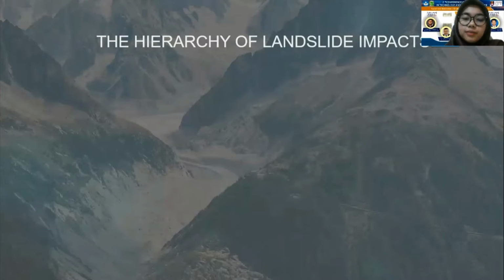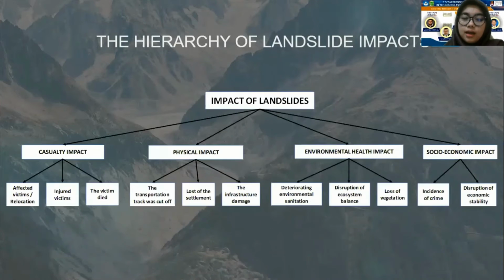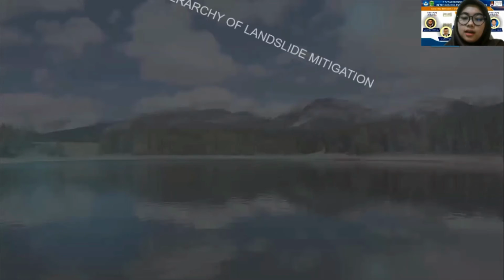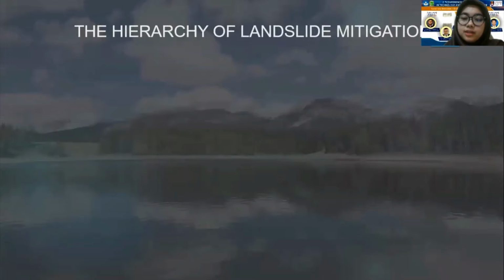In the AHP method, a hierarchy structure is used. Hierarchy structure is a structure that simplifies a problem by grouping it based on the level of a problem based on a literature review. And in this paper, there are two hierarchy structures. The first is the hierarchy of landslide impacts, and the second is the hierarchy of landslide mitigation.